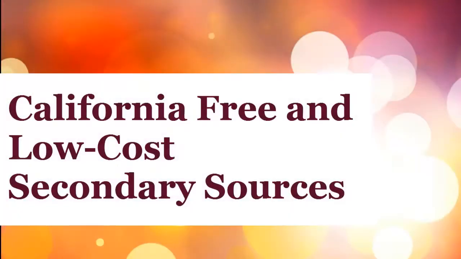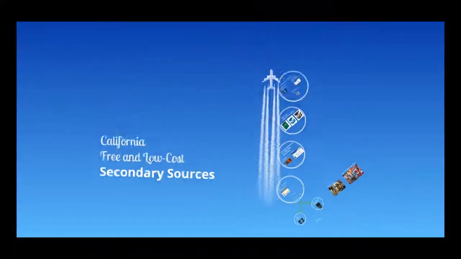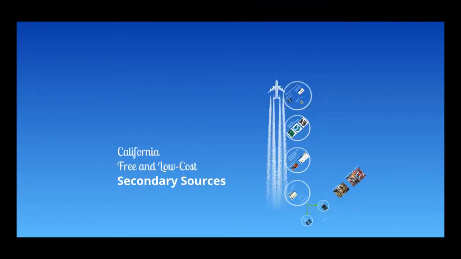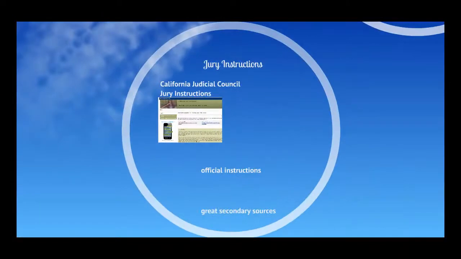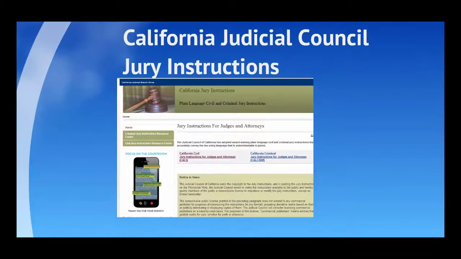This video starts with secondary sources. We'll discuss here three types of California secondary sources that are available for free or are low cost. First of all, jury instructions. Judicial Council jury instructions are a great resource.